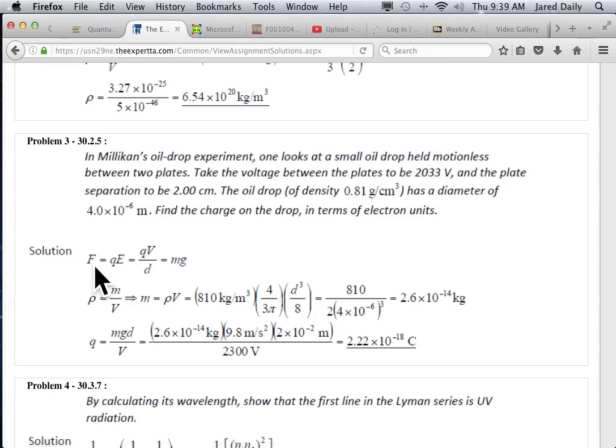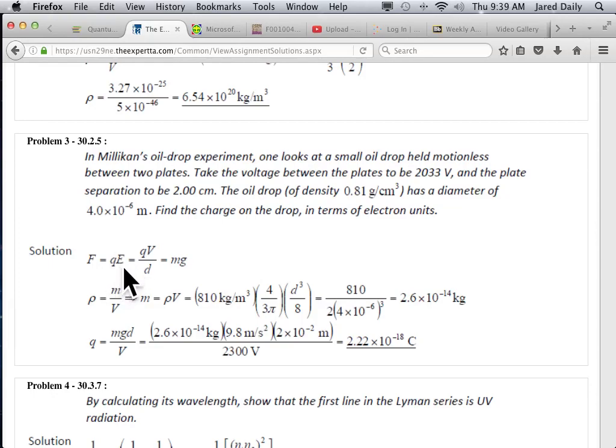So this is the experiment where there's a tiny little droplet of oil, and it's falling down in gravity, but we turn on an electric field to push it up again and to hold it still. So essentially the electric field force has to equal the gravitational force. So the first thing that we do is we calculate the electric field force, Q times E. The Q, of course, is the thing we're actually going to solve for, because they never tell us how much charge is on the drop.